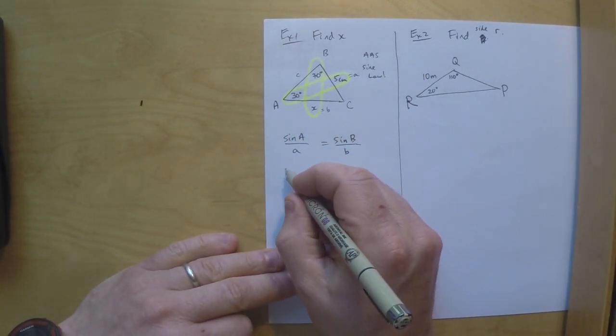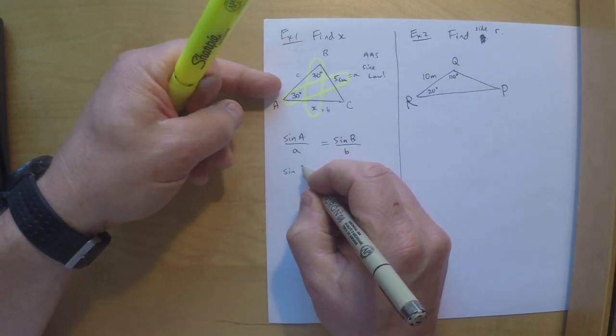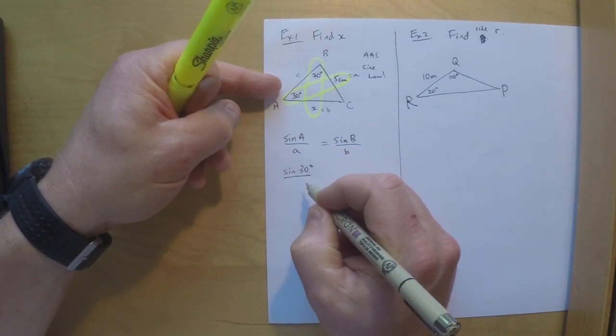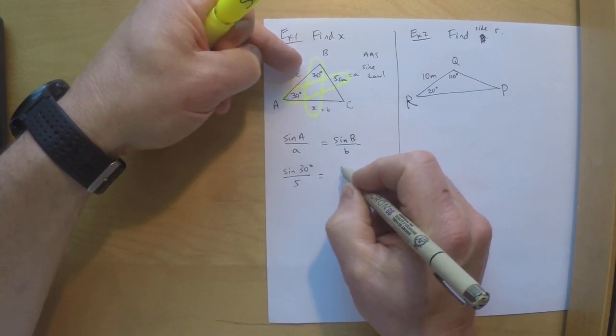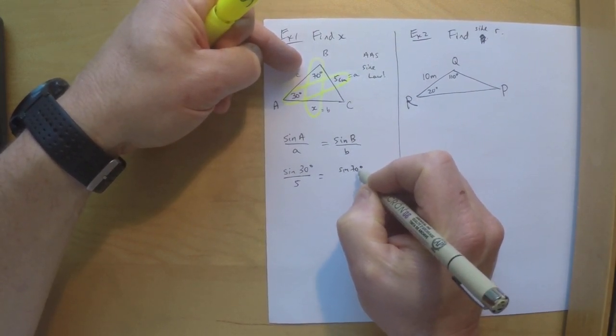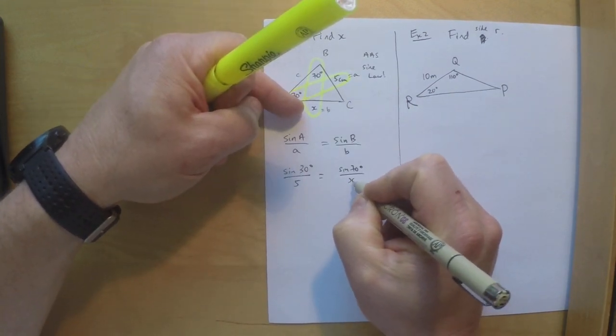I go to my formula and I go, okay, what did I call big A? Big A was 30 degrees, so it's sine of 30 degrees divided by little a, 5, equals sine of big B, which is 70, over x.